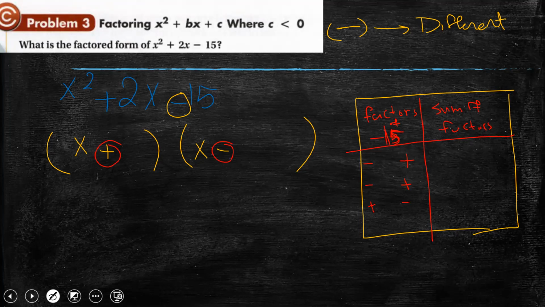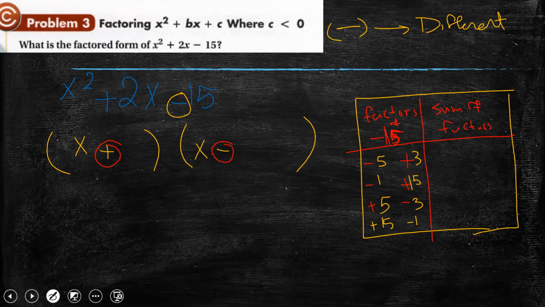Now, what are the pairs of factors that, if you multiply them, you get negative 15? Negative 5 and positive 3, or negative 3 and positive 5. Here you can't change them. What else? Negative 1 and positive 15, and positive 1 and negative 15.